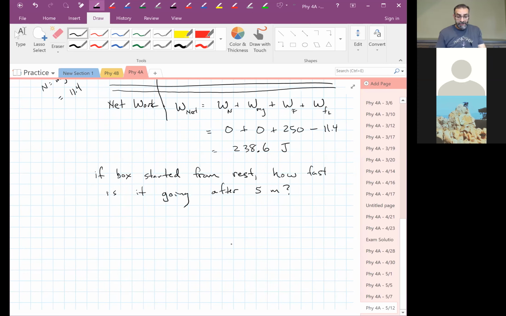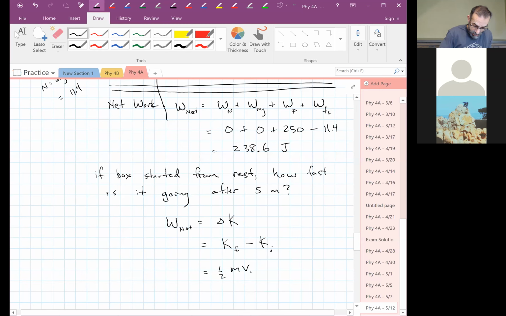So this is where we use our work kinetic energy theorem. The net work done is equal to the change in kinetic energy. And we just found the net work done. So that's going to be, delta is always final minus initial. So the final kinetic energy minus the initial kinetic energy. And what is kinetic energy? It's 1/2 m V squared, so this is going to be 1/2 m V final squared minus 1/2 m V initial squared.